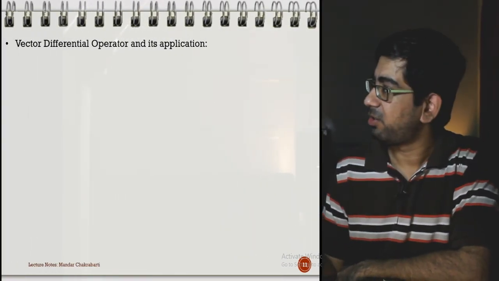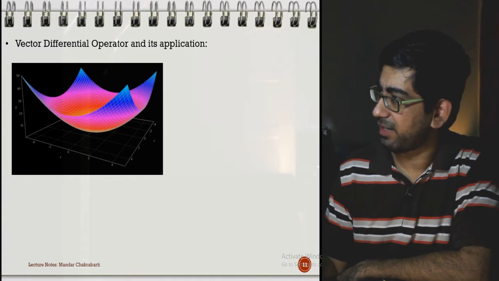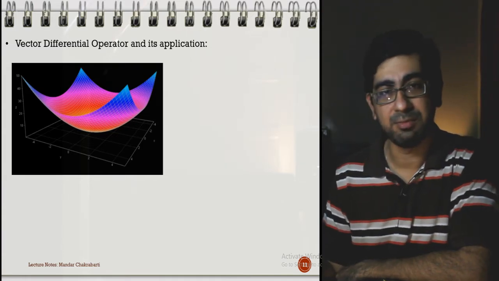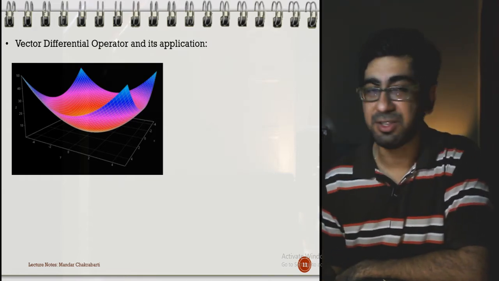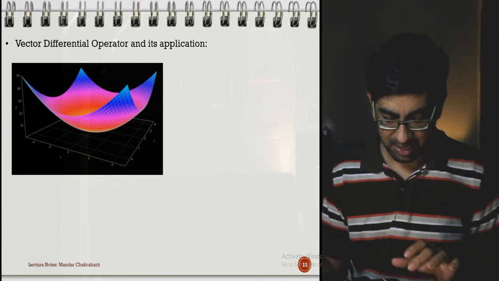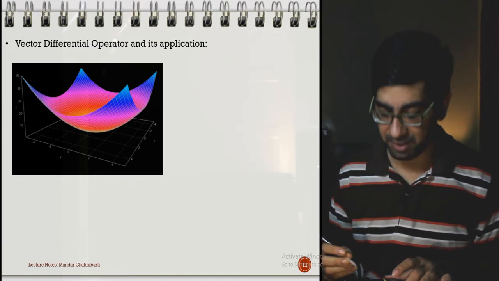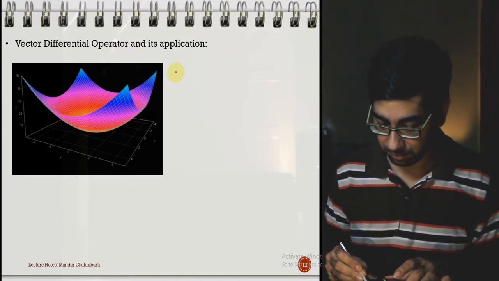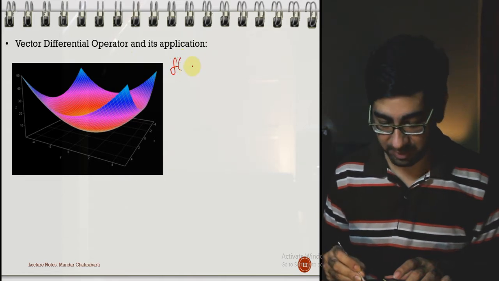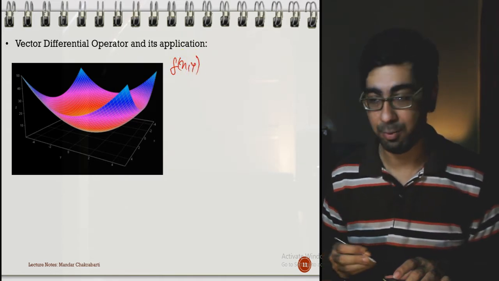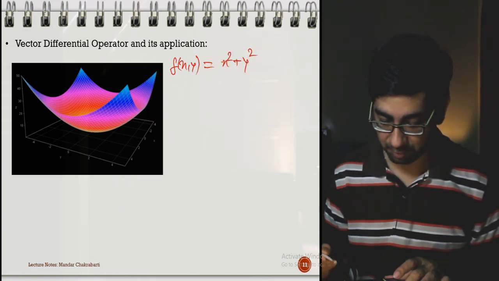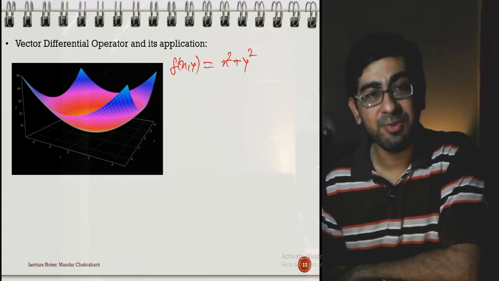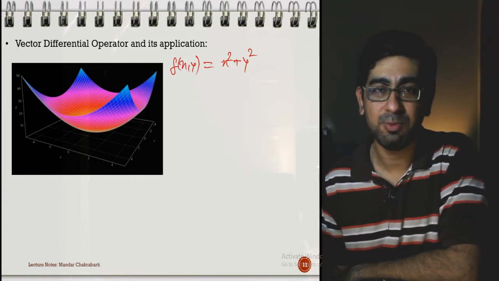So the vector differential operator, if I want to apply it now on a two-dimensional situation, the image is something like this. So a function something like this. Now this function over here is a scalar function, and mathematically this function is represented by f of x and y, which is equal to x square plus y square.